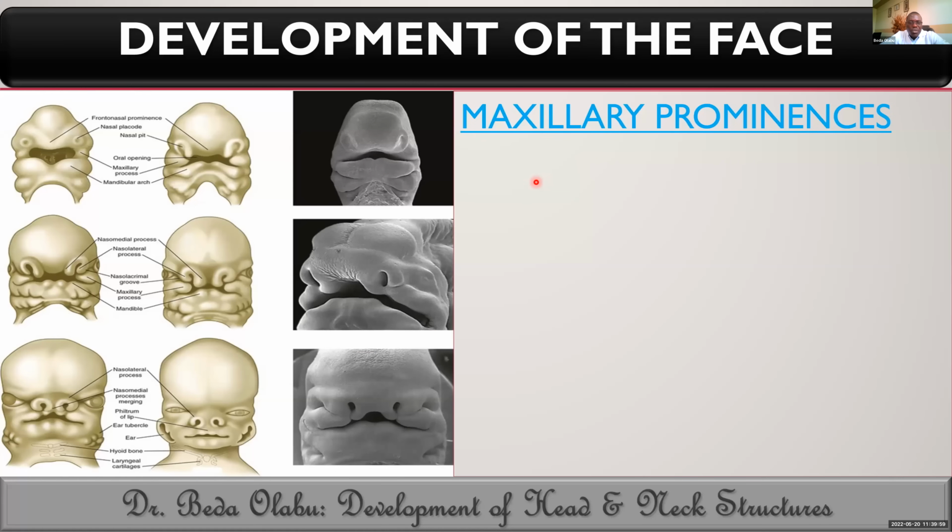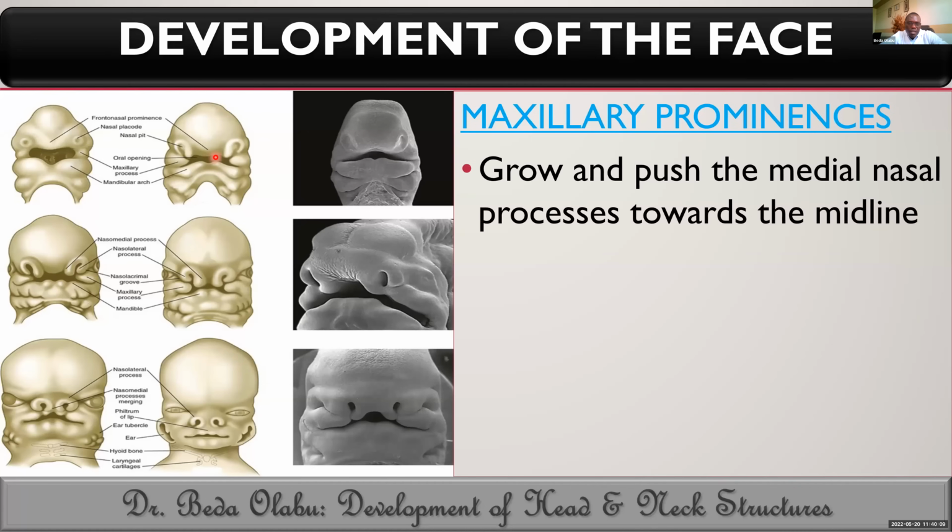Now let's give an account of the maxillary prominence. This is the maxillary prominence on either side of the stomodeum. The maxillary prominences are originally not joined together. So what happened to them? They usually grow anteromedially. And because they're growing anteromedially, that means they're growing eventually towards the midline. As they grow towards the midline, they push the medial nasal prominence.